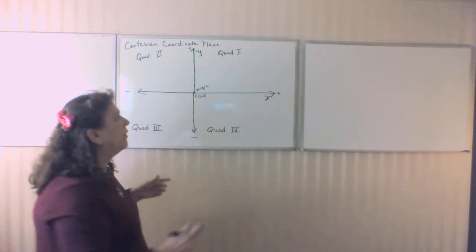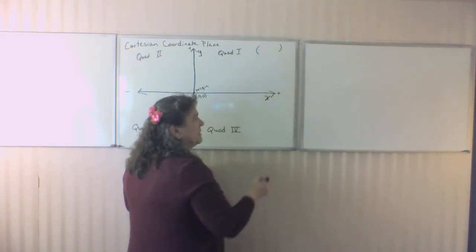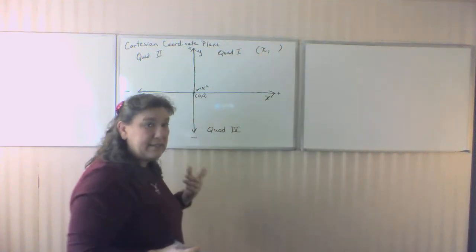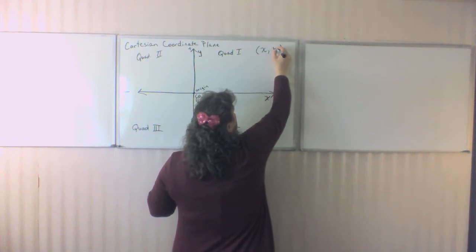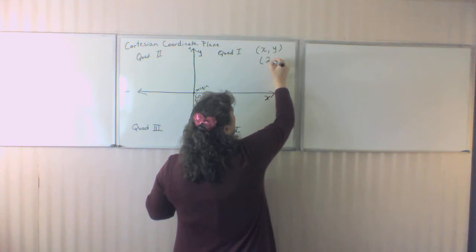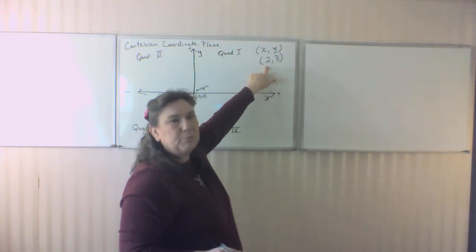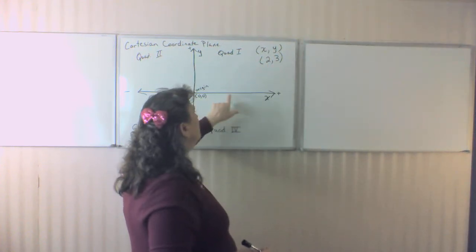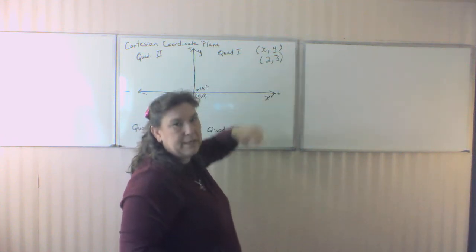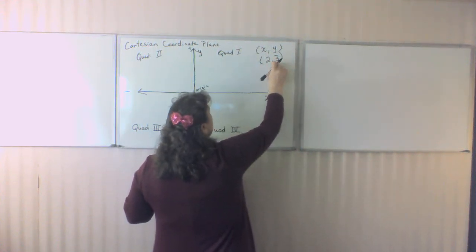Every ordered pair must begin with a parenthesis and end with a parenthesis. The first number in the ordered pair is the x, and the second number in the ordered pair is the y. And so if I have the ordered pair (2, 3), this means I'm going to move from the origin 2 units to the right, and then I'm going to move up 3 units. And that's how an ordered pair functions. Horizontal movement, then vertical movement.